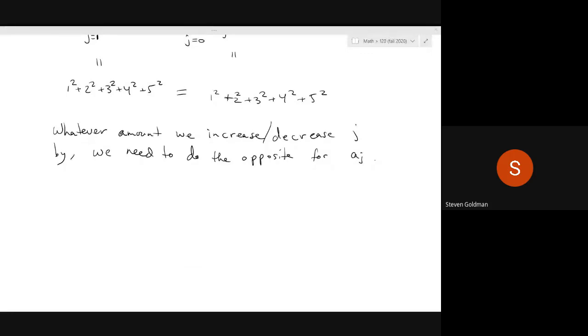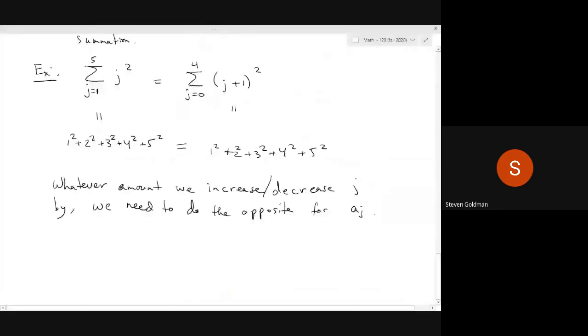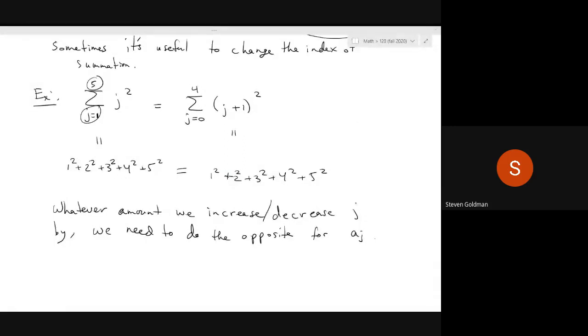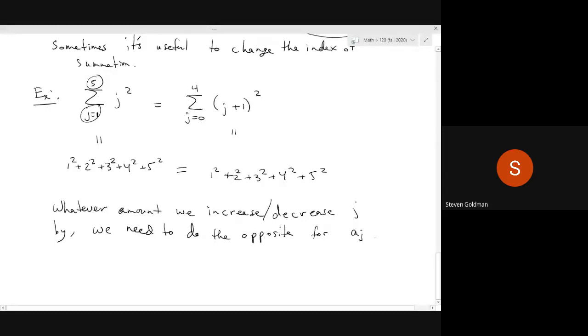Okay, by index of summation, I mean the j at the bottom and the top. So in other words, I'm referring to this. So that's what I'm telling you. Sometimes you want to change your index.